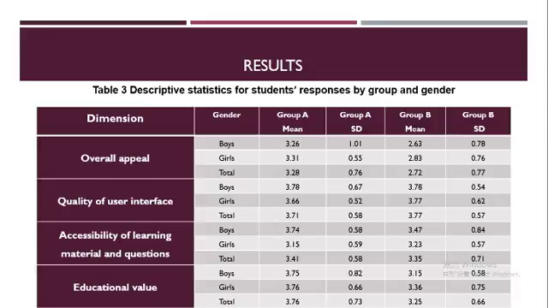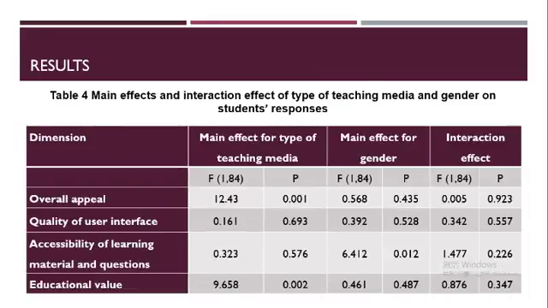And also let's talk about the other important educational value. As we can see here, the mean value of Group A is higher than that of Group B, so hypothesis 2 is also confirmed. Table 4 has more statistical values. The main effect for the type of teaching media, for the overall appeal, the F value is significantly large. That means there is a significant difference between Group A and Group B. And so does the educational value: there is a difference between Group A and Group B.